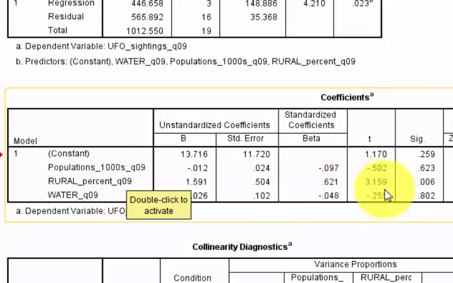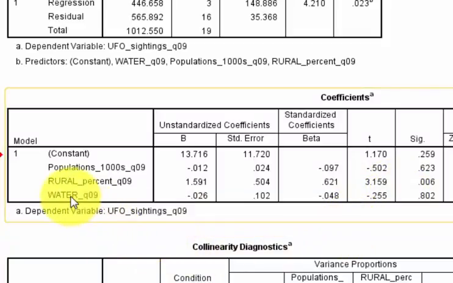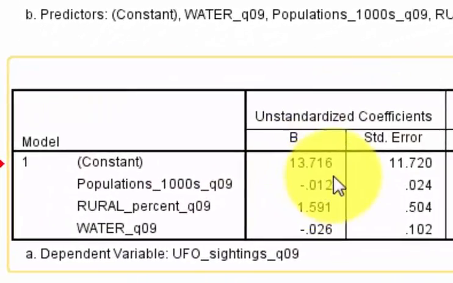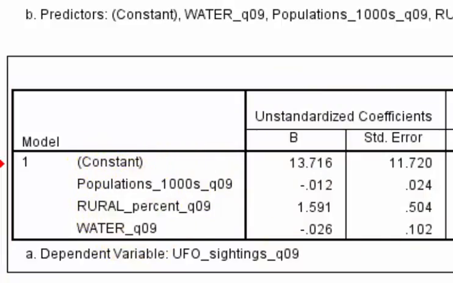Okay. So when you write out your predictive equation, you're not going to use the water, you're not going to use population, because they were not significant. But here's your constant number right now. Again, when you write out your equation, you use the unstandardized B weights because they are still measured in the units of each individual variable.